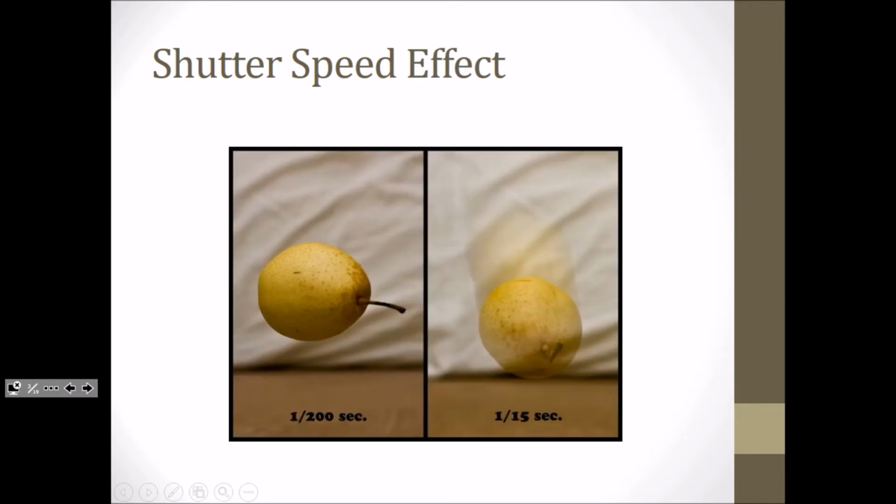Okay, so let's take a look at shutter speed and how that works. Here we have this pear that is falling in space, and on one side of the screen, the shutter speed was 200th of a second. So it's freezing the pear right there in midair. The other side of the screen is a 15th of a second, a slower shutter speed, and it's blurring the action of the object as it's falling.